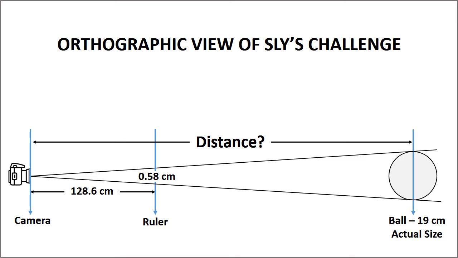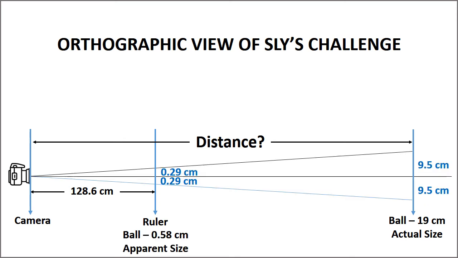Now all I need to do is change this so I have two right triangles that share the same angle. This is easily done by drawing a line right down the center here. And now at the ruler I have two equal segments of 0.29 centimeters, and at the ball I have two equal segments of 9.5 centimeters.